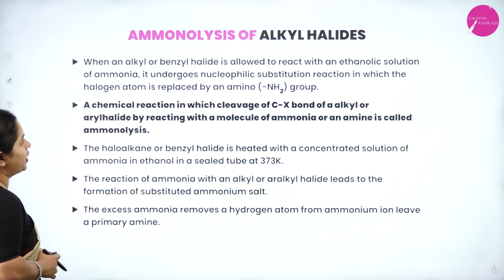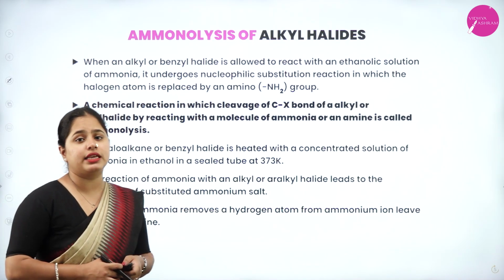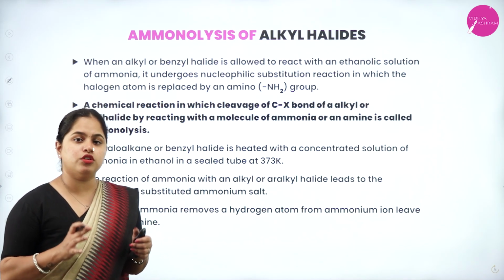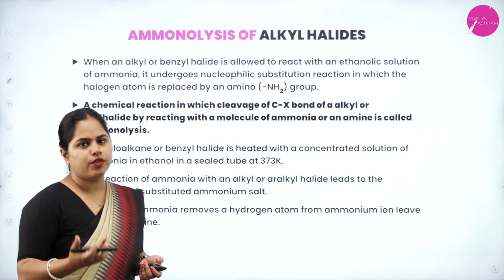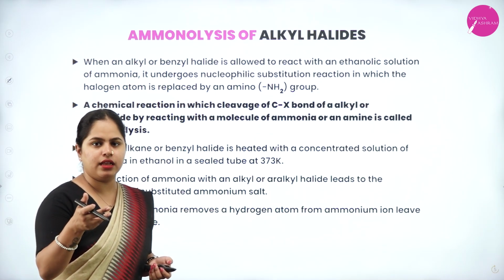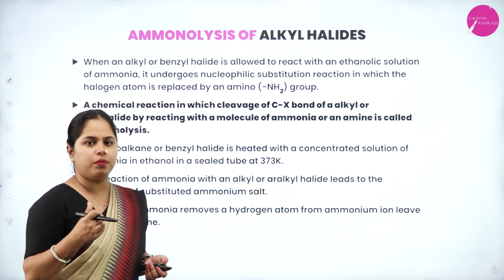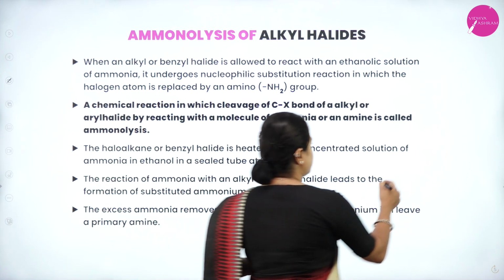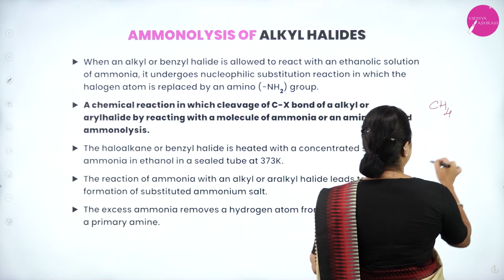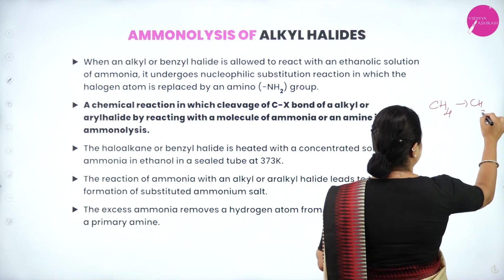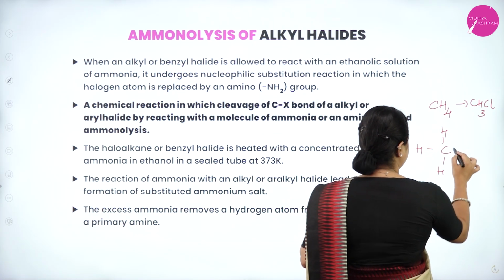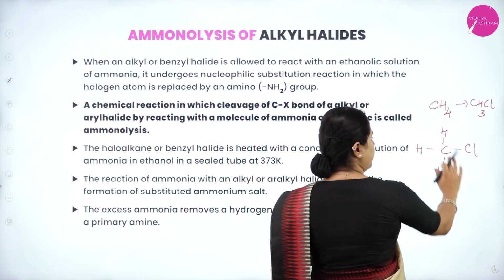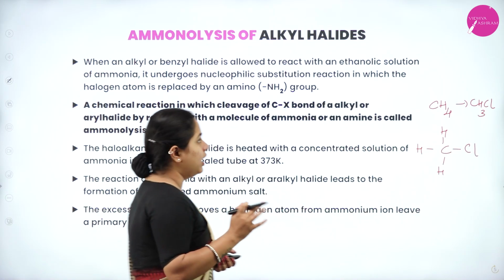So let's see the next one, that is ammonolysis of alkyl halide. First we are going to start off with alkyl halides. Now what are alkyl halides? We already know from an alkane, one hydrogen atom is going to be replaced by a halogen atom. So if CH4 is an alkane, CH3Cl is an alkyl halide. So you have CH3Cl. This is your alkyl group and this is the halogen. That is alkyl halide. Clear?